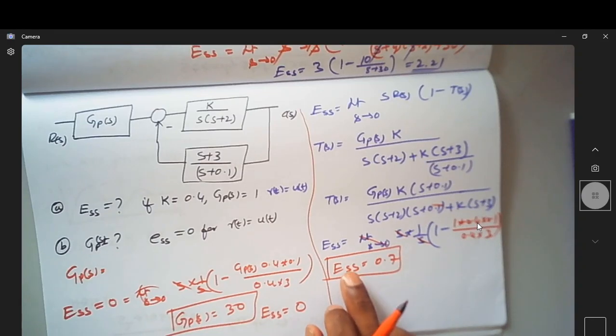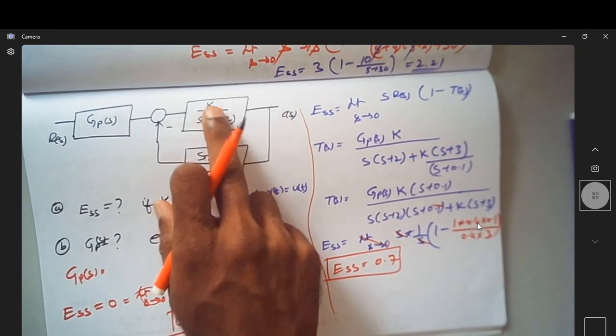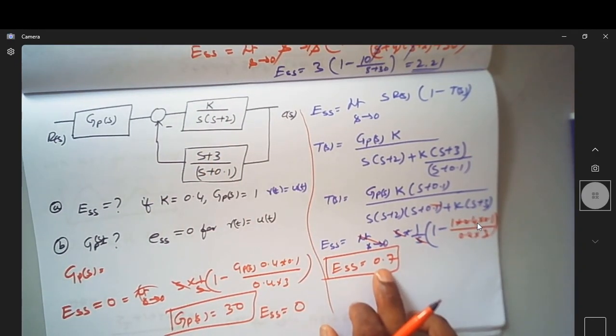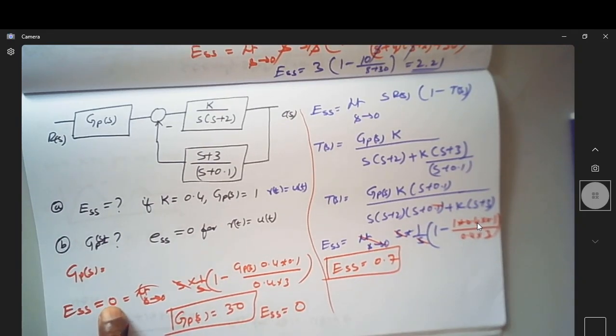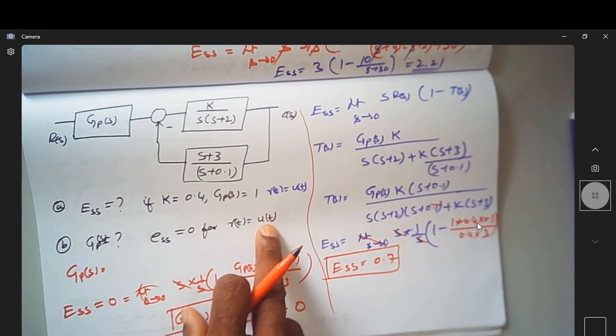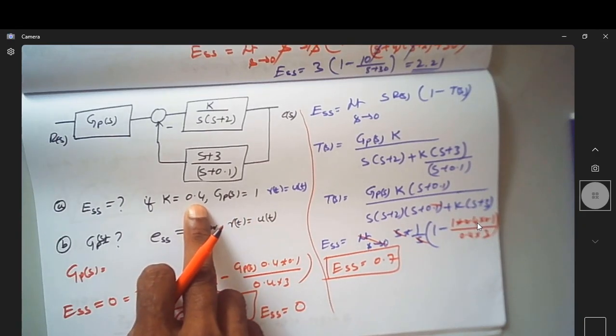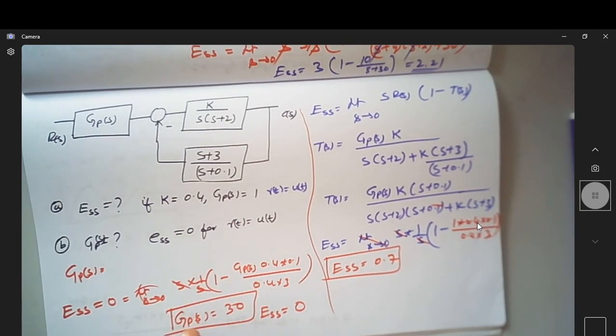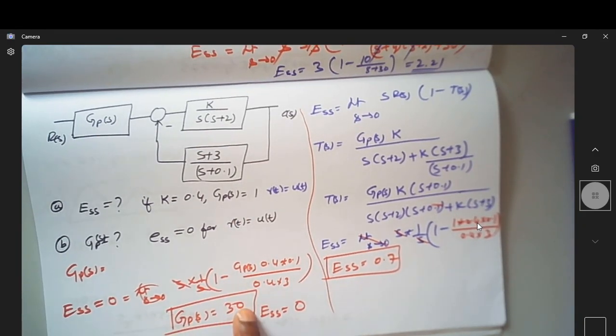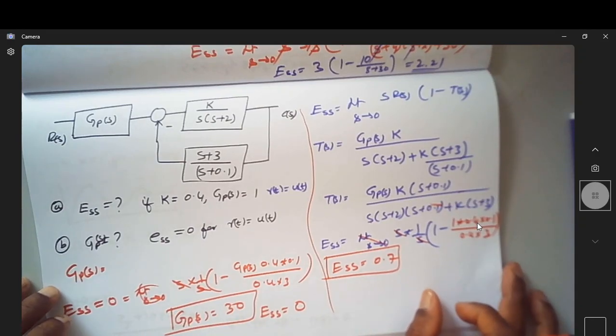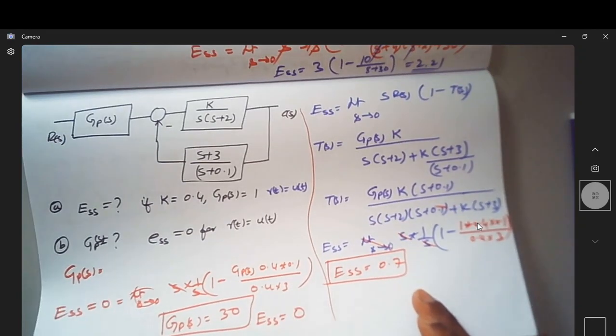So with GPFS equal to 1 and of course k equal to 0.4, we had some steady state error. That error can be minimized to 0 for the same step input with the same value of k as 0.4. If the value of GPFS becomes 30, then the system steady state error will be 0.